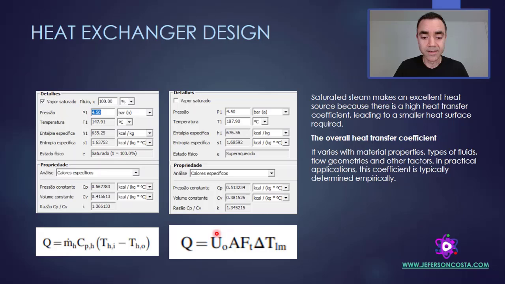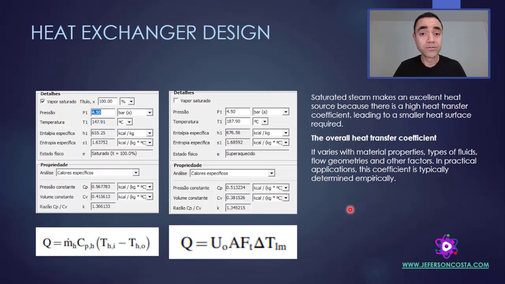If it's cheaper, the project manager will be happy with you. When I compare saturated steam with superheated steam, the superheated steam will have a lower U. So for the same heat, compared with the saturated steam, I will require a higher area, so our equipment is bigger. The problem with U is that it varies according to the material properties, type of fluids, fluid geometries, and other factors. So it's not intuitive to understand why saturated steam is better than superheated steam for heat exchange, because it's not easy to get the U of the system.